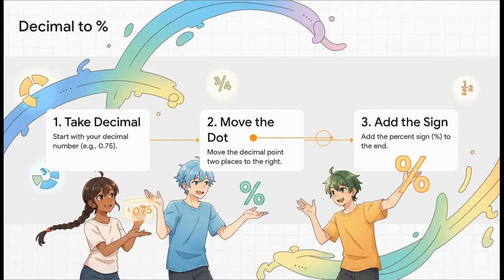Okay, what about going from a decimal to a percentage? Believe it or not, this one's even easier. It's just a little two-step move. You take that decimal point and you just slide it two places to the right. 1, 2. Then you just add a percent sign. So 0.75 becomes 75%. Easy peasy.